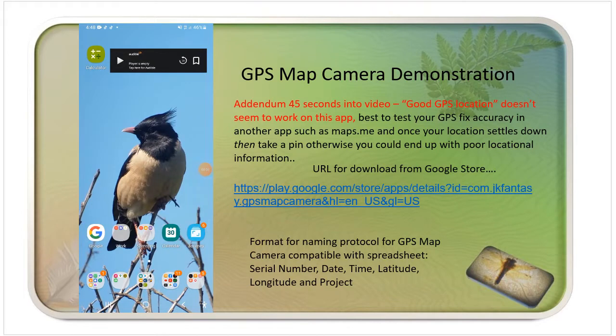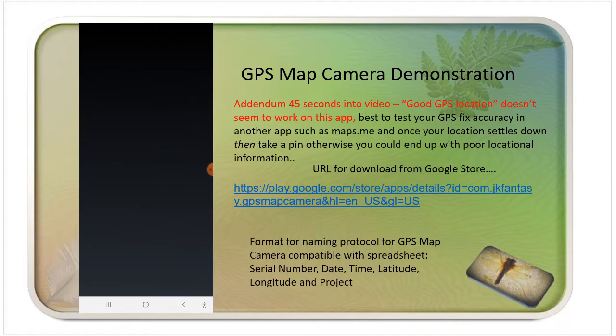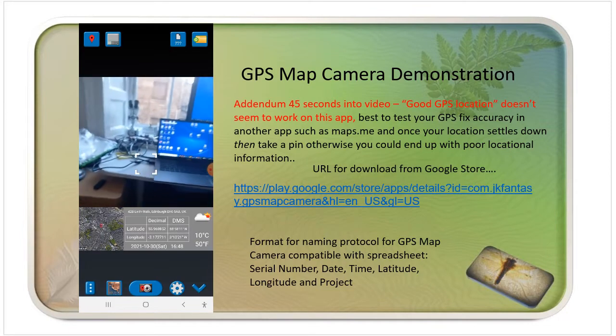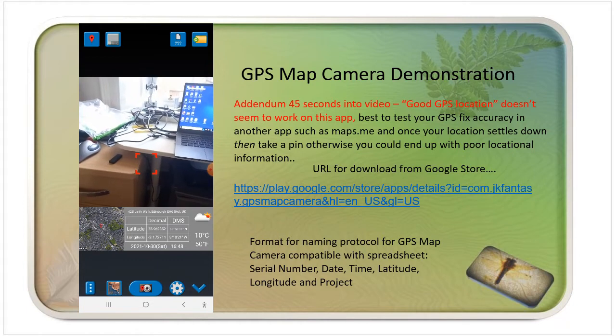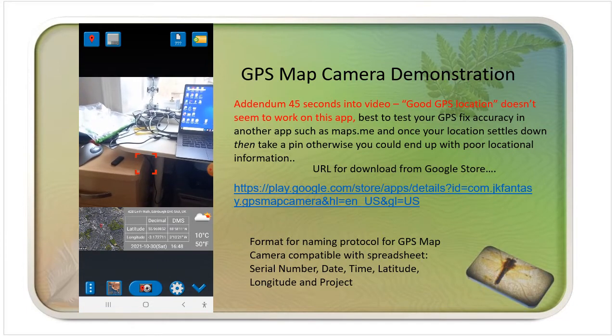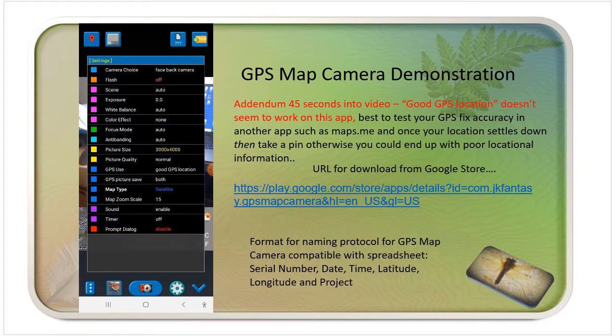Just going to show you a very useful app that I've discovered. It's GPS Map Camera. This is rather splendid. It will give you latitude, longitude, the weather, the time and the date, and you have the option of either seeing this on your photos or not.